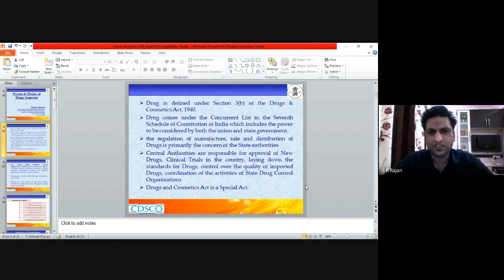Actually, drugs come under the concurrent list of the Constitution of India, which is in the seventh schedule of the Constitution. It means that it includes the power to be considered by both the union and the state governments. Means central government as well as state government have a role in its regulation. If we see the regulation from the state authorities, the regulation of the manufacture, sale, and distribution of the drug is primarily the concern of the state authorities. Whereas the central authorities are responsible for approval of new drugs, clinical trials in the country, laying down the standard of the drugs, control over the quality of the imported drugs, and coordination of the activities of state drug control organizations.